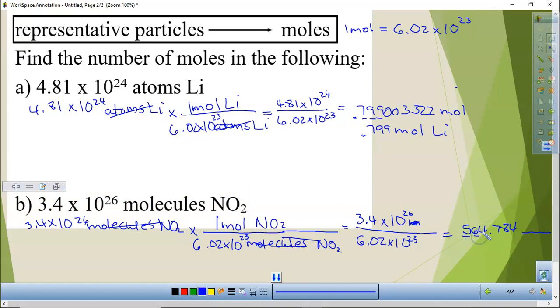1, 2. So does that 4 round the 6 up? No, it doesn't. It leaves it alone. So this answer, and that 4 doesn't go away. You don't round 564 to 56. You round 564 down to 560, right? 560 moles NO2.